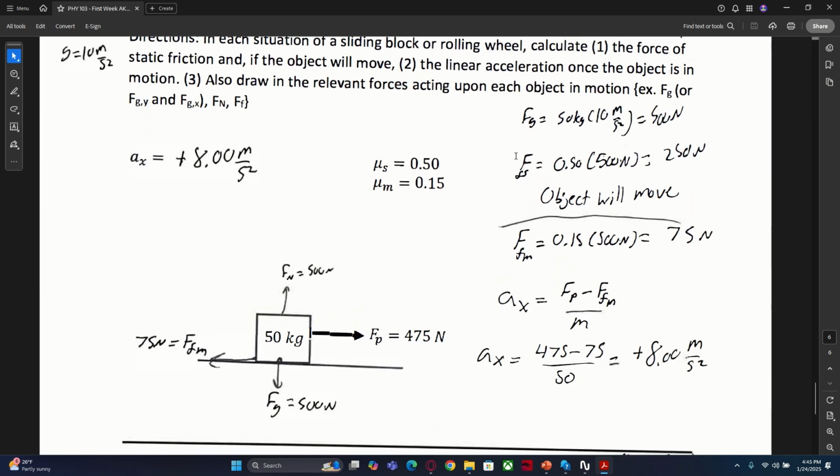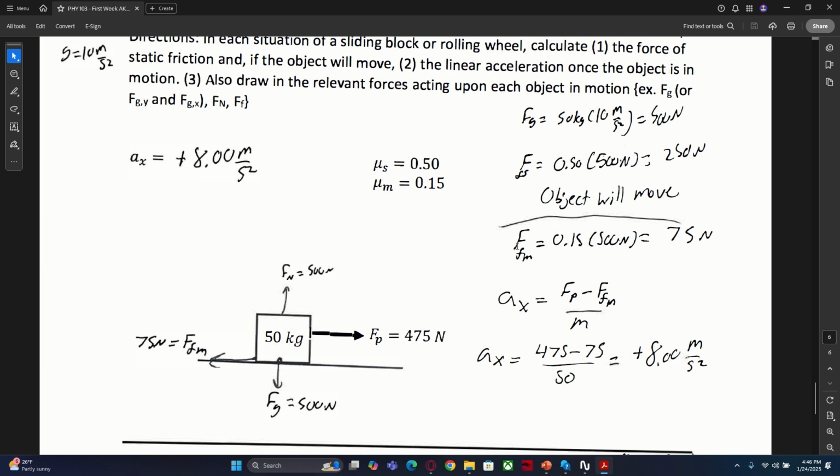To actually determine that, we have our force of friction, our force of static friction, F sub Fs. Calculating that, it's our coefficient of static friction, μs, multiplied by the normal force. So 0.5 times 500 newtons. Static friction is 250 newtons. 250 newtons is not enough to cancel out the applied force of 475 newtons, so the object will move.